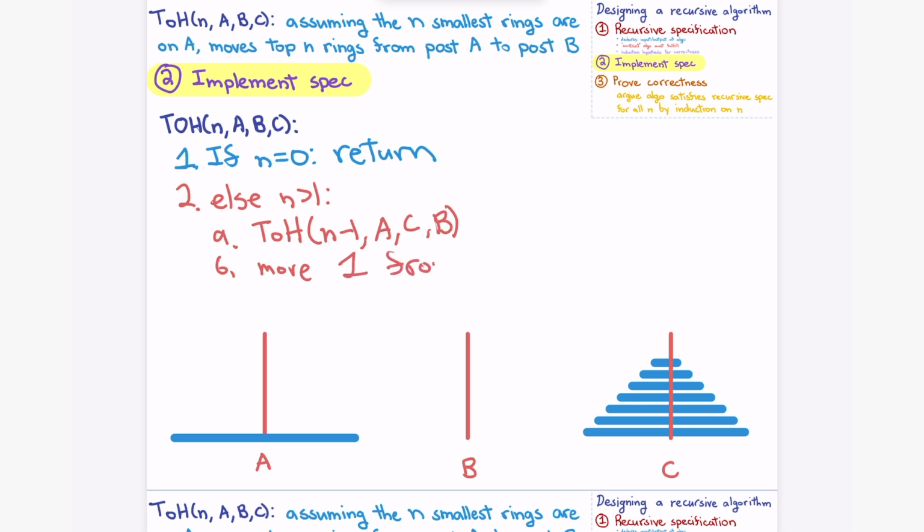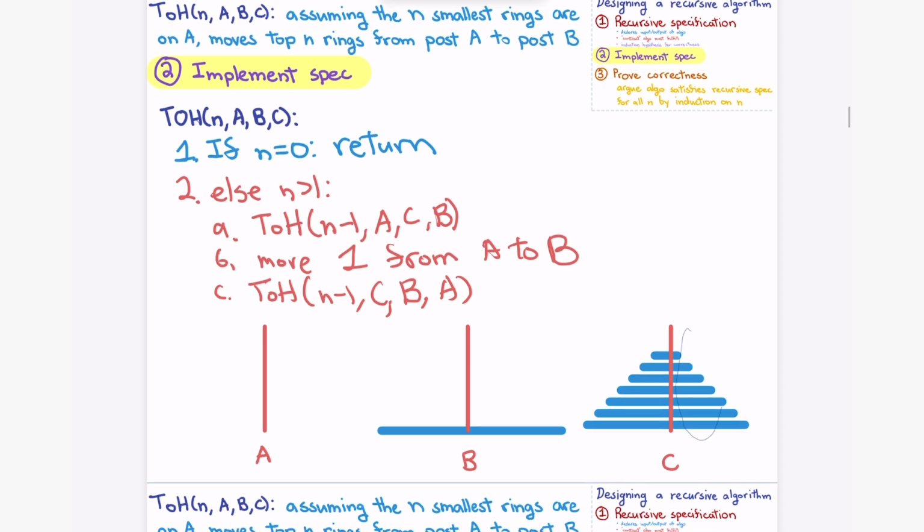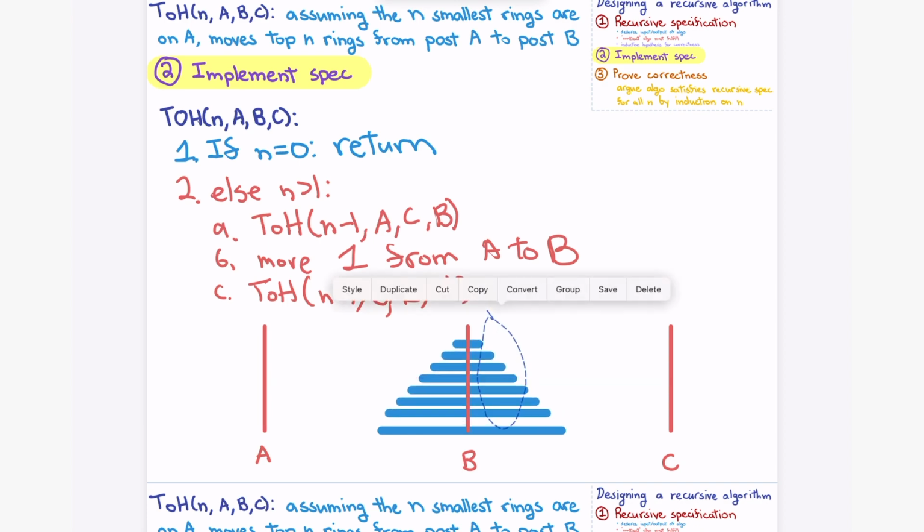Move 1 from A to C, to B, sorry. Okay, good. Move 1 from A to B. And then, all right, so the parameters would be n minus 1 and then what? Okay, good. N minus 1, C, B, A. Okay, you move all n minus 1 back, right?